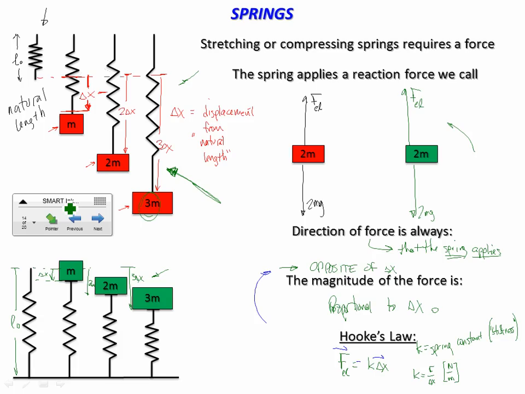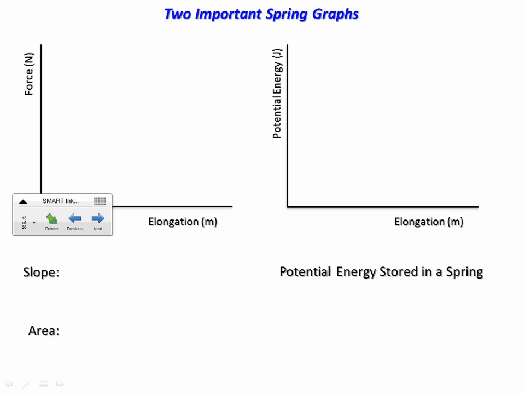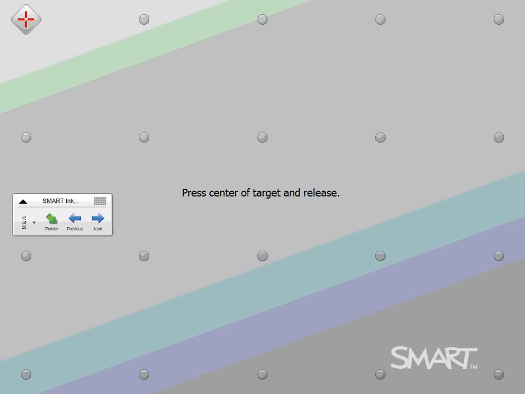Every spring, based on some characteristics of it, has its own value of K, right? Probably the material the spring is made of, the thickness of that material, even some of the properties of the material itself, stuff like that. Okay? Pardon me for a second while I do this.